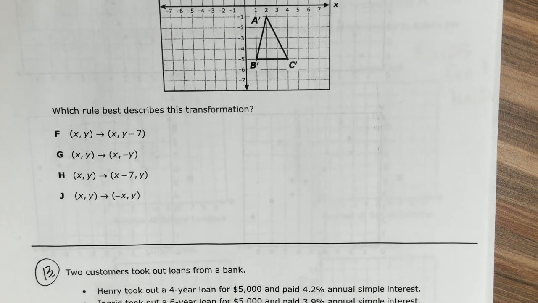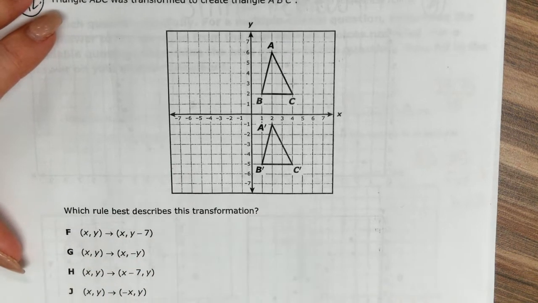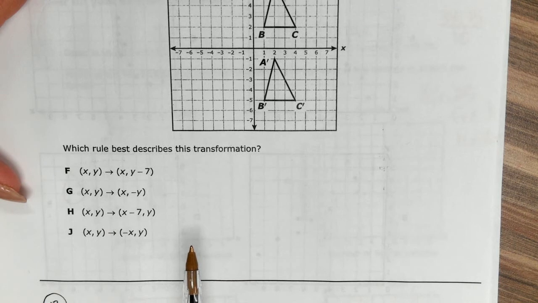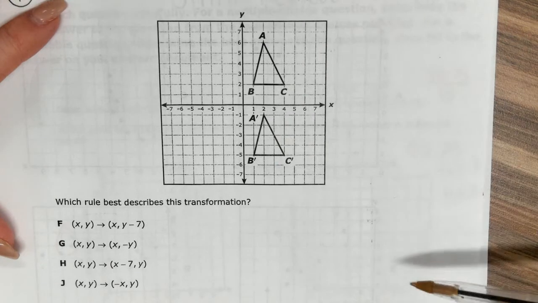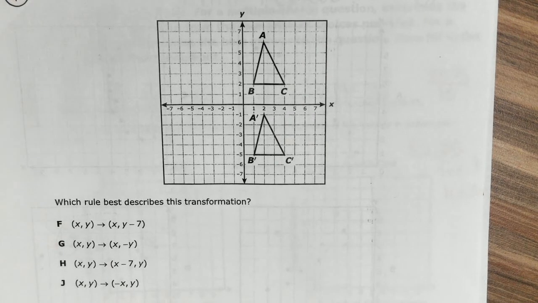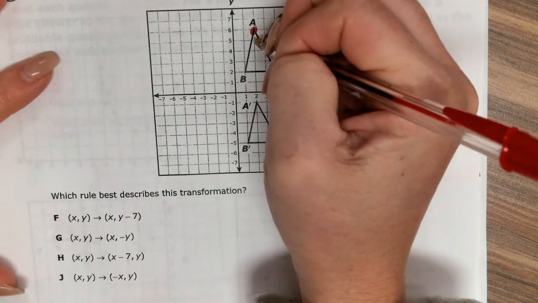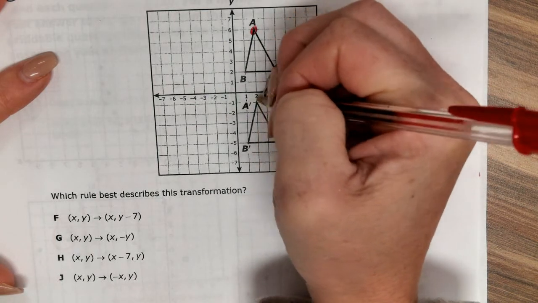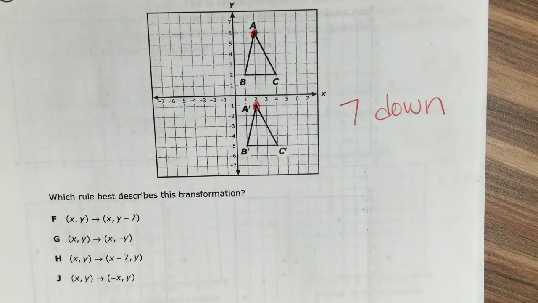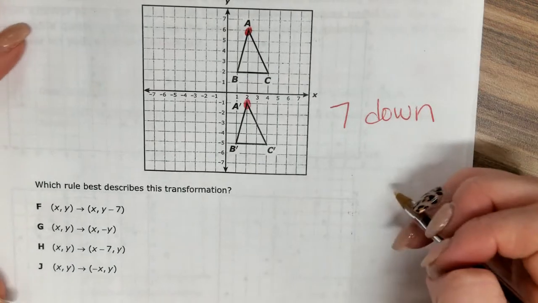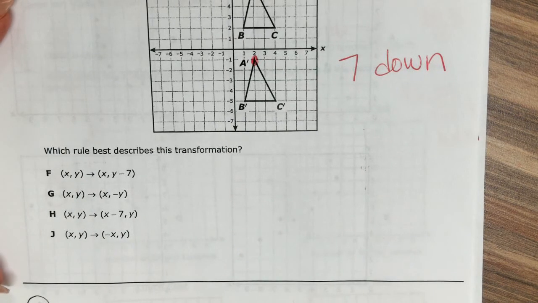All right, number 12. It says triangle ABC was transformed to create a new triangle. Which rule describes this? Stop right there and think about it. Did they make this shape bigger or smaller? Or did they just slide it? So they started here, do y'all agree? And they slid it down 1, 2, 3, 4, 5, 6, 7 units down. Did they go right or left? No. So what changes when you go up and down, the x-axis or the y-axis? Okay, which one says that? F.